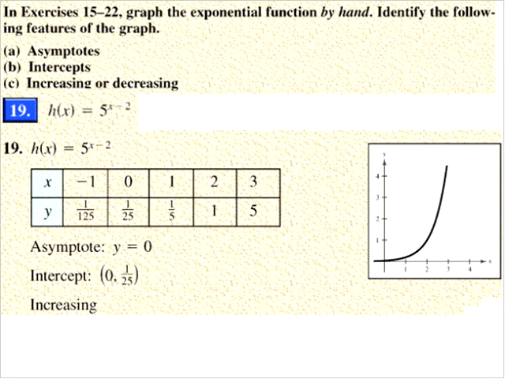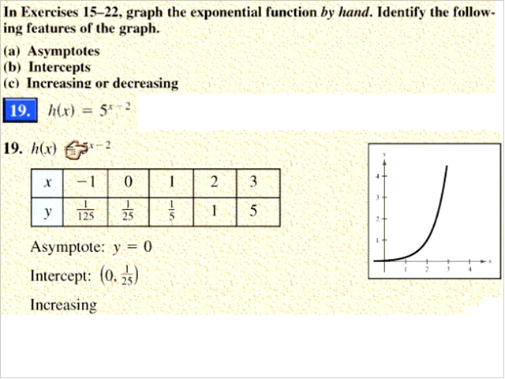In order to graph an exponential function by hand, you need to create a table. Your table can be of any x values that you want, and then you have to figure out what the y values will be. Once you have your set of points, you can graph them and connect the dots to come up with your graph. You can choose any x values that you want. In number 19, they chose -1, 0, 1, 2, and 3.